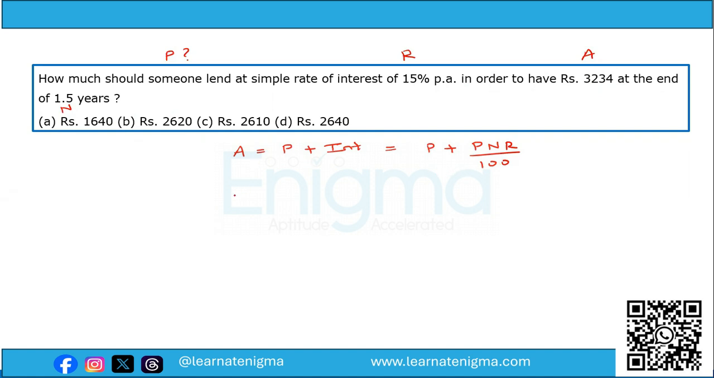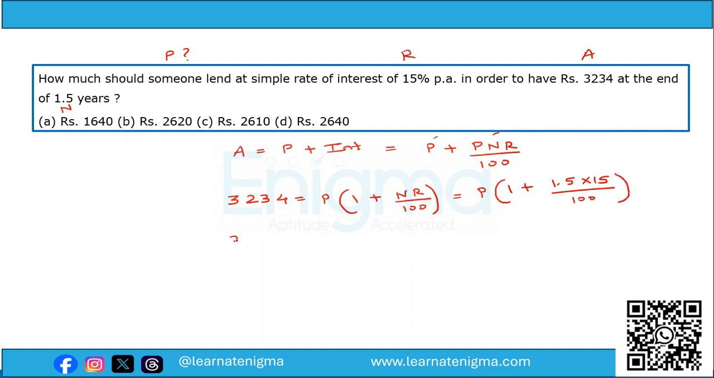Now, amount is equal to 3234. P we have to find out, and we can take P common from these two terms. So, therefore, if we take P common, it will become 1 plus NR upon 100. So, substituting the values of N and R as well, we will get here P into bracket 1 plus N is 1.5 and R is 15 upon 100.